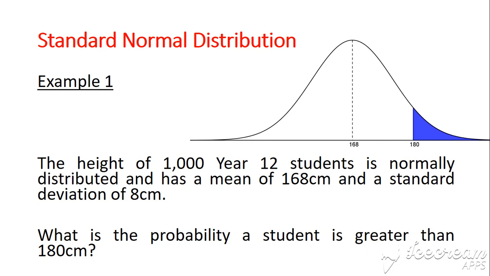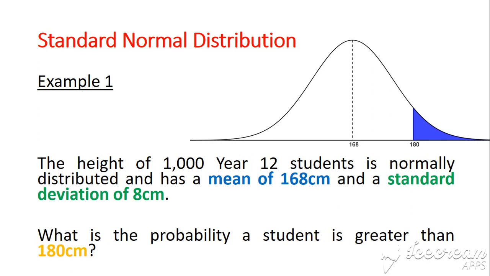So we've marked 180 on the diagram above, and we've coloured in all the students greater than 180, which doesn't look like a lot. So when I get my answer, I know it's not going to be the highest percentage. All right, here are the statistics that we need: mean of 168, standard deviation of 8, and x is 180.